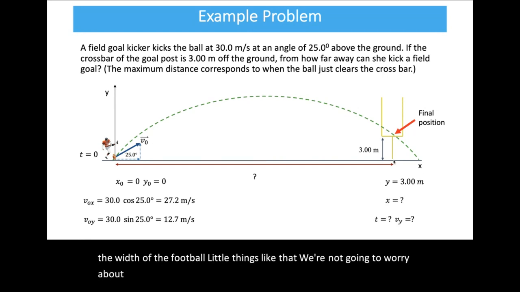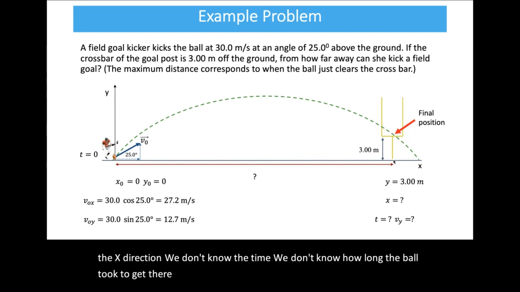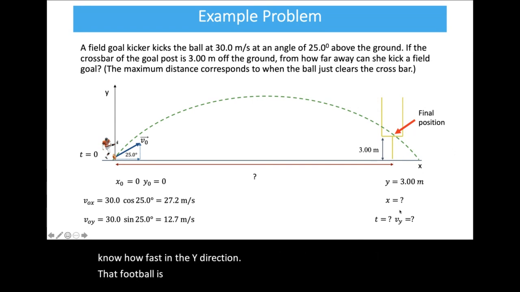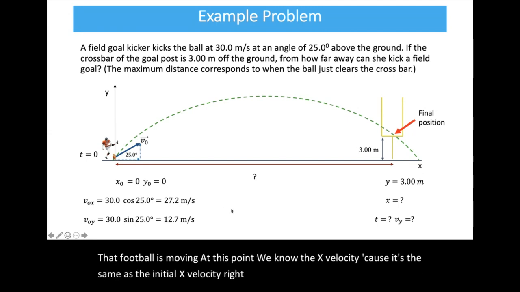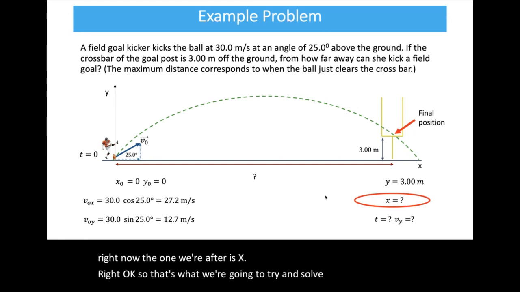So what do we not know? We don't know the final position in the x direction. We don't know the time. We don't know how long the ball took to get there. And we don't know the final y velocity. We don't know how fast in the y direction that football is moving at this point. We know the x velocity because it's the same as the initial x velocity. That will not change. But right now, the one we're after is x, so that's the one we're going to try and solve for.